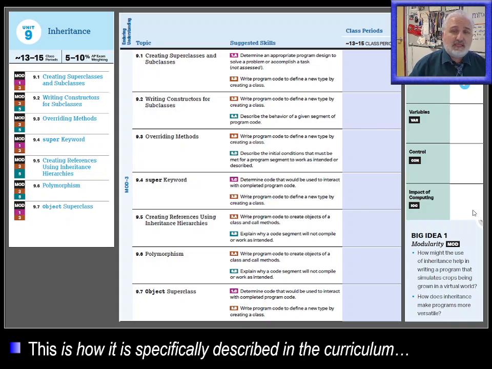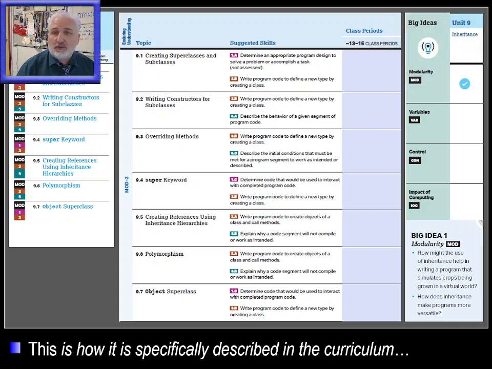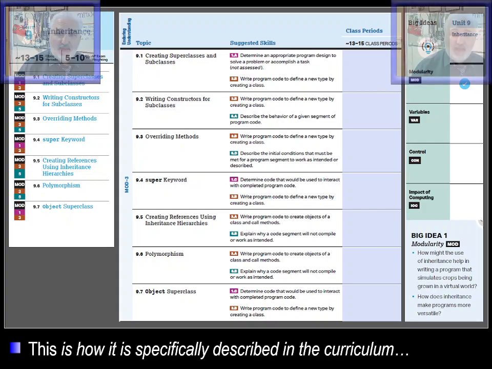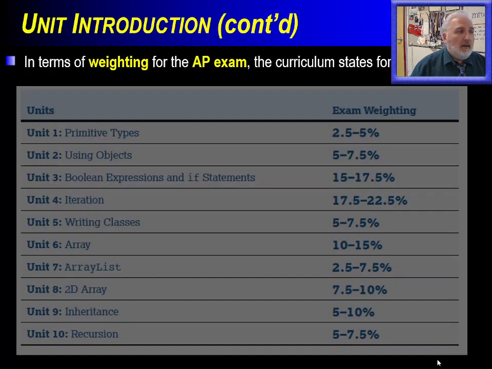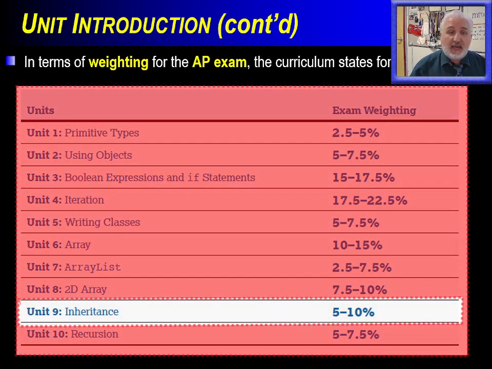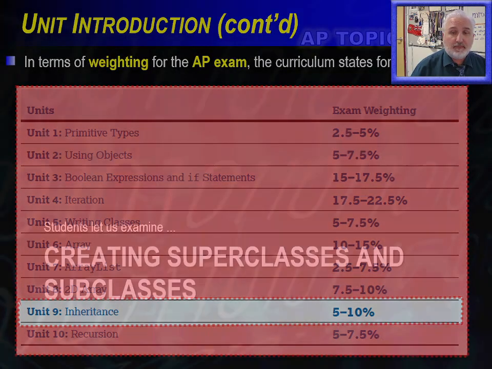So here you can see the specific section that this is about, the big idea of modularity from the AP curriculum, and the specific 9.1 through 9.7 content areas that it covers. All right. For the weighting of the AP exam, Unit 9 Inheritance is between 5 to 10% of the weighting for the AP exam itself.